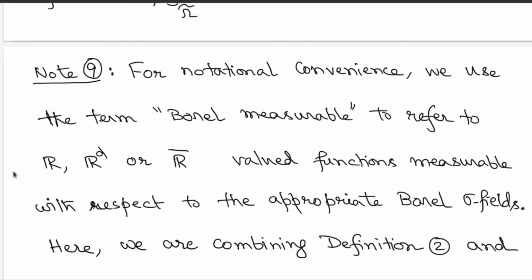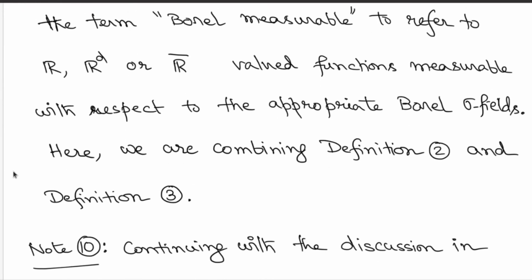In all of these cases, if the function is measurable with respect to the appropriate sigma fields, then you are going to call it a Borel measurable function. This is simply for notational convenience, because all of these are in some sense related to the real line. So for all such functions, we are going to use the term Borel measurable. We are not going to restrict it to only the functions which take values in the real line. But in practice, I might be working with only the functions which are taking values in the real line or R^d or R bar.